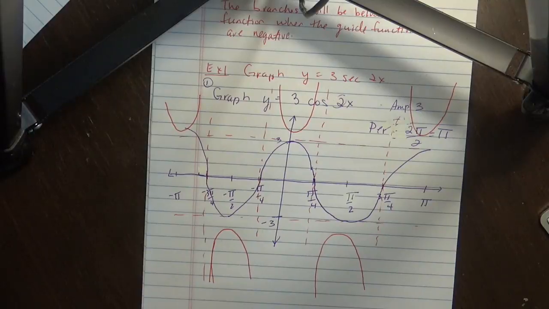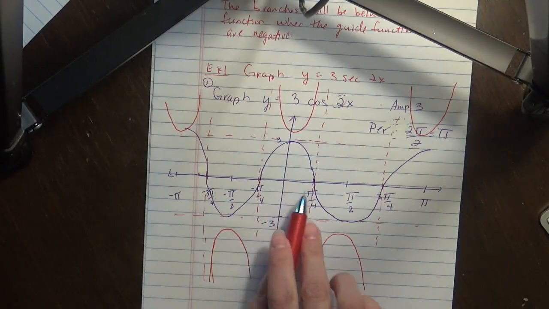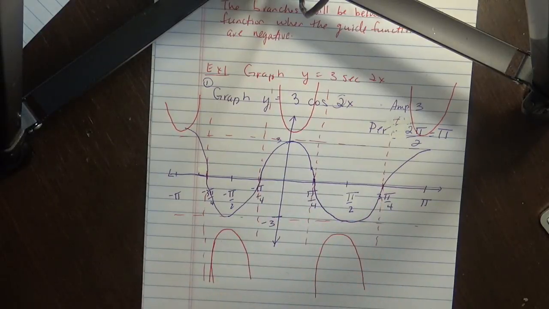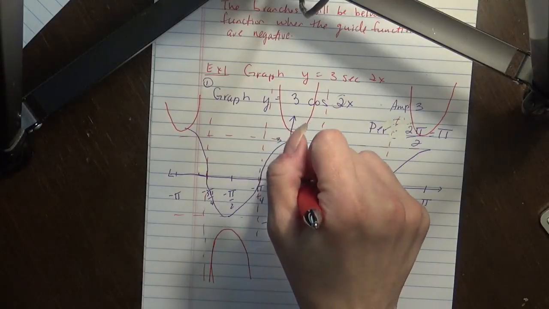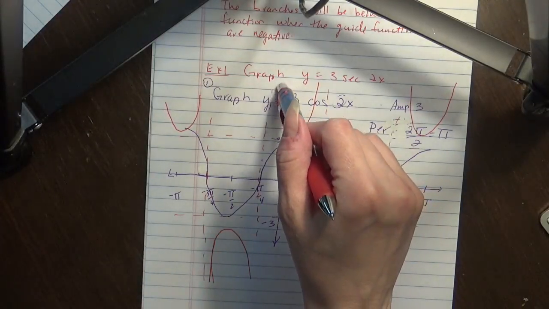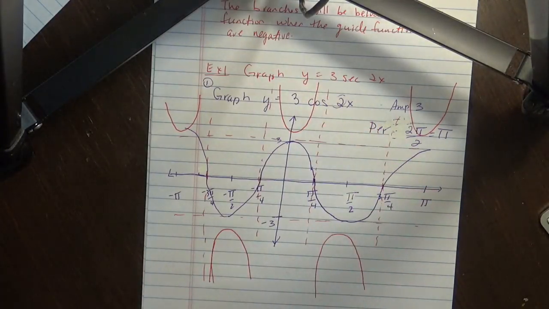secant function. You just graph the cosine first and put in your vertical asymptotes at each of the original x-intercepts. Put in your U shapes, and if the original function has positive values, then you put a U over the function. If it has negative values, you put the U under the function. And that's it. That's your secant.